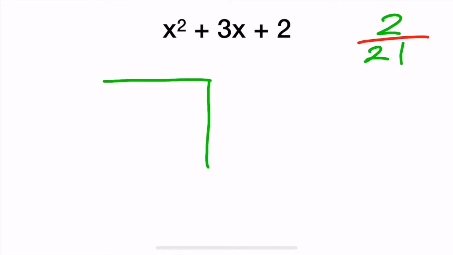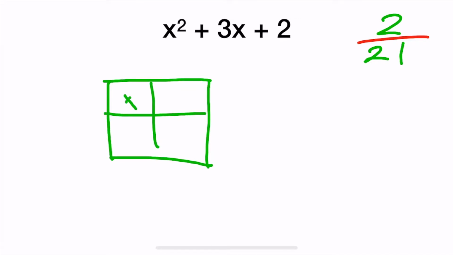So I go into a box like this. Our first one will be x squared. Our last one will be 2. And in the middle, 2x and x. So now what we're going to do is we're going to just look.